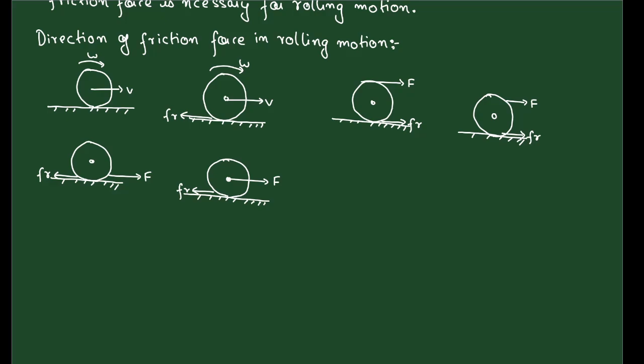Now my question is, what would be the direction of friction force in this case? Suppose there is an inclined plane, and there is a wheel out here. In this case, mg sin theta is acting in this direction, isn't it? This is the angle theta. Now if there was no friction force, the surface would try to slip in this direction, so friction force would be in this direction. Fair enough.